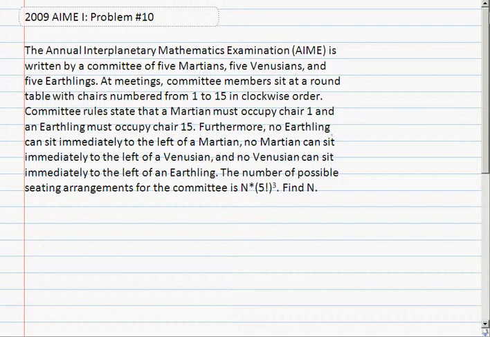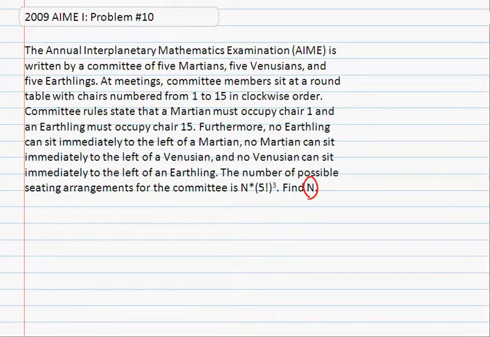Furthermore, no Earthling can sit immediately to the left of a Martian, no Martian can sit immediately to the left of a Venusian, and no Venusian can sit immediately to the left of an Earthling. The number of possible seating arrangements for the committee is n times 5 factorial cubed. Find n. So, in this problem, let's first look at the value of n.